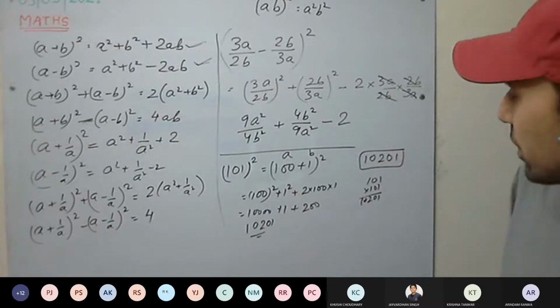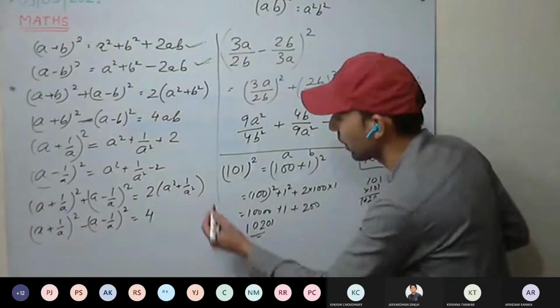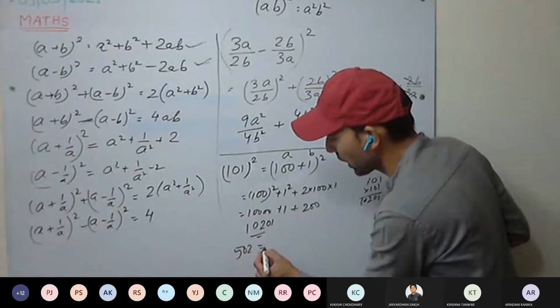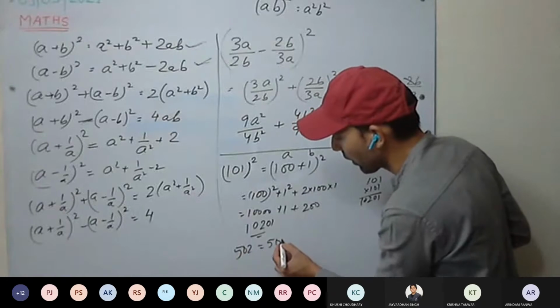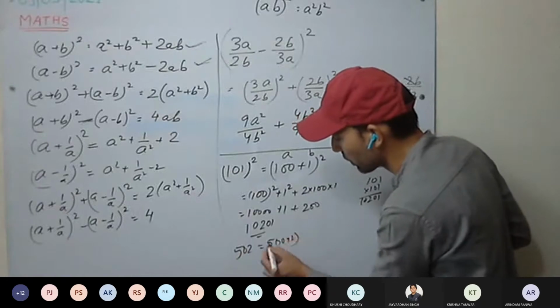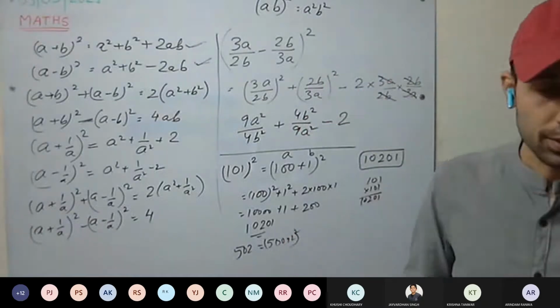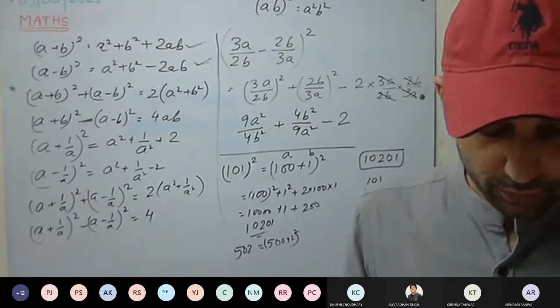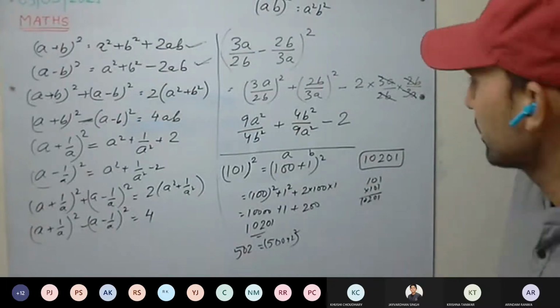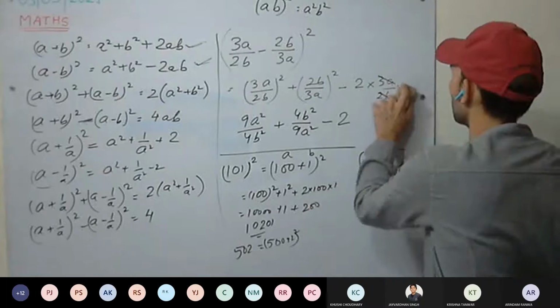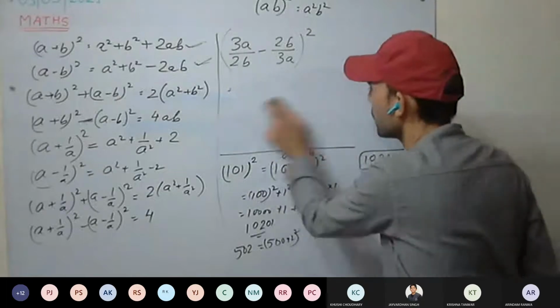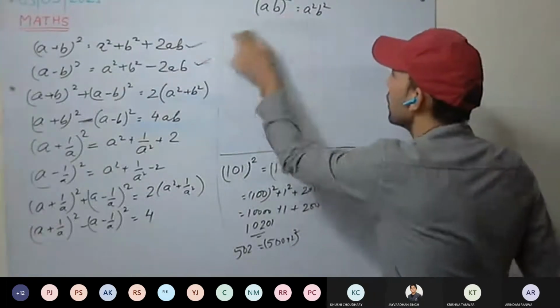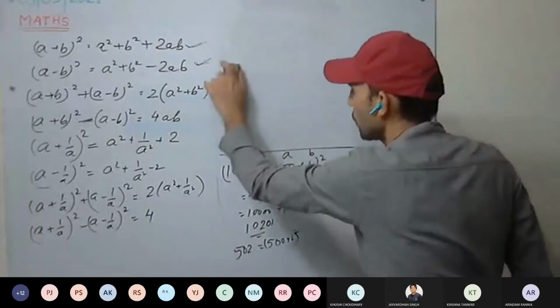Okay. Second one, you can do it yourself. Second one will be homework. 502 can be rewritten as (500 plus 2) the whole square. Okay, do the third one. Third one is already done. Do the fourth one.